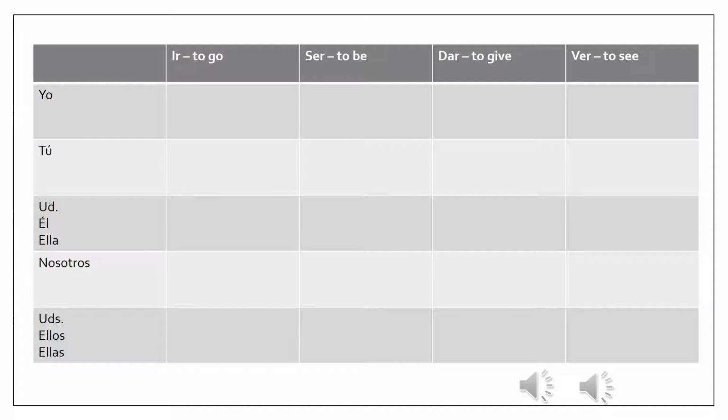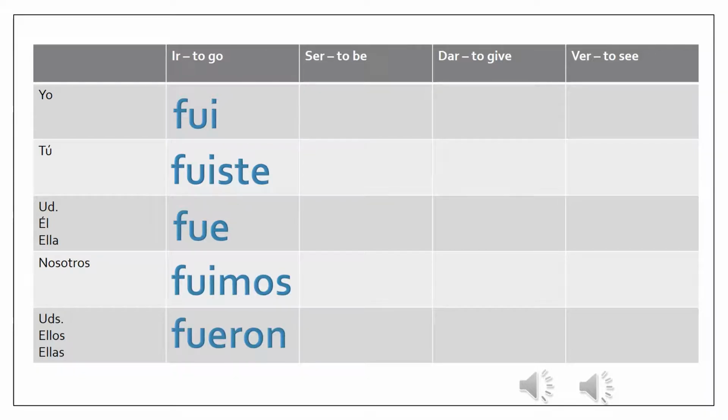Okay, so let's start with the verb ir, which some of you probably remember from middle school. So our preterite tense forms of ir are fui, fuiste, fue, fuimos, fueron. The most common mistake that people make is that they mix up when to use fui and when to use fue. A little trick to remember is that yo in Spanish means I, so the yo form ends in I. That may help you to remember where they go.